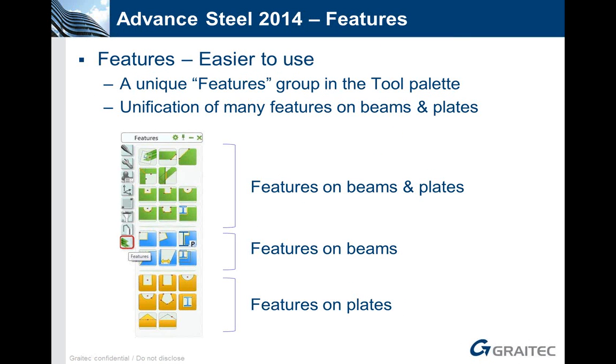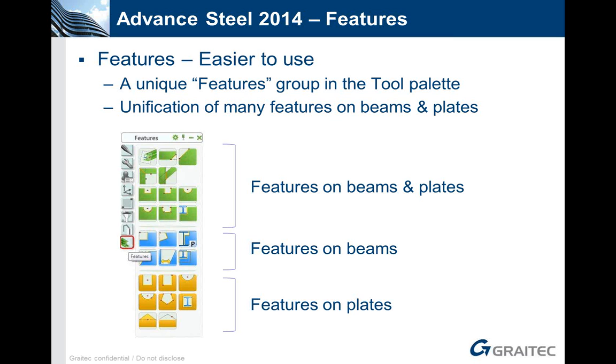Many announcements concerning the features. For people who don't know Advance Steel yet, features means all the cuts, the openings, the shortenings, and so on. So in the previous Advance Steel release, we had 2 groups for the features. We had features on plates and we had features on beams. Now we have a unique group, so it's much easier to use.